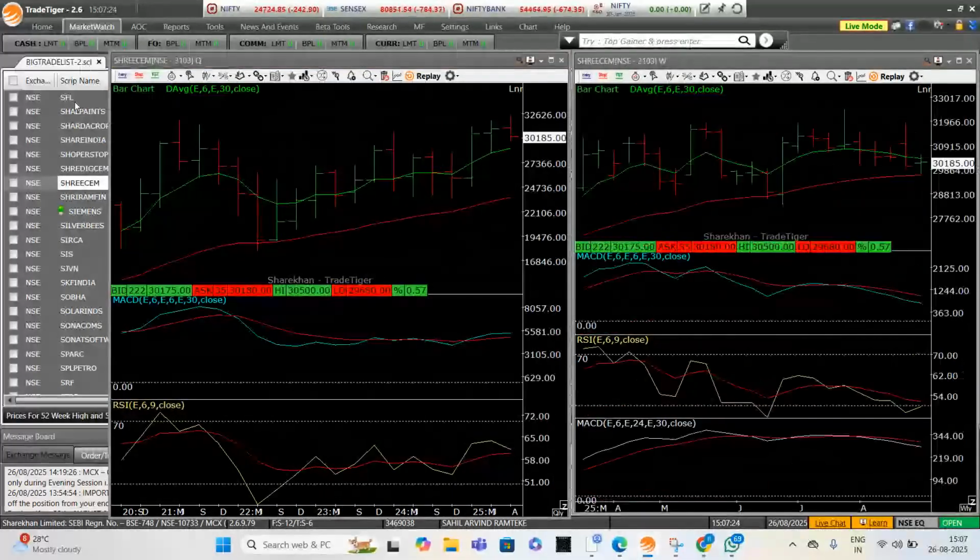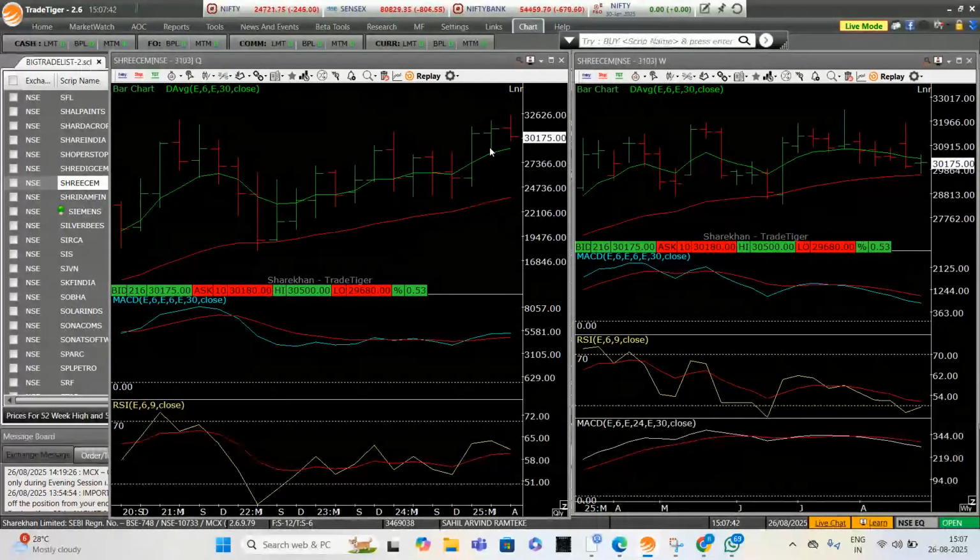So we'll select a stock where it is matching all the conditions. Now if we see Shree Cement here in the quarterly time frame, we can see that the price is closing above E6, E6 above E30, MACD above the signal line, and RSI is also above the signal line. So this kind of stock we will call a bullish stock, right?